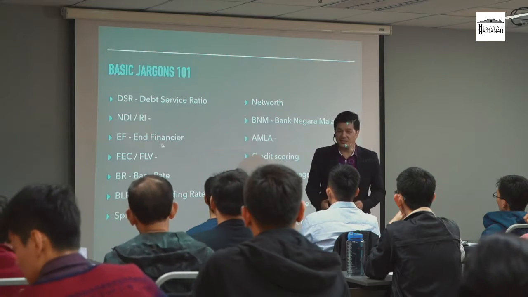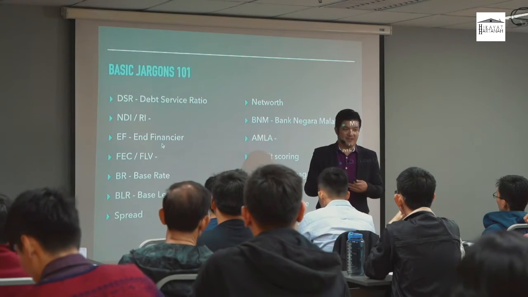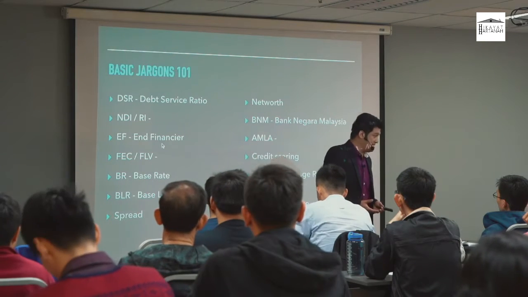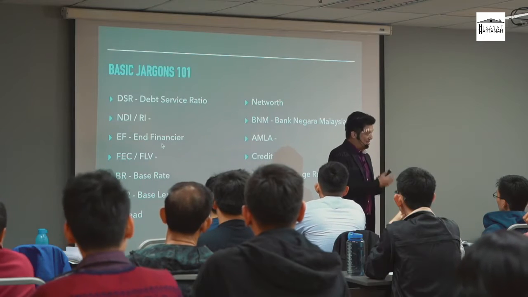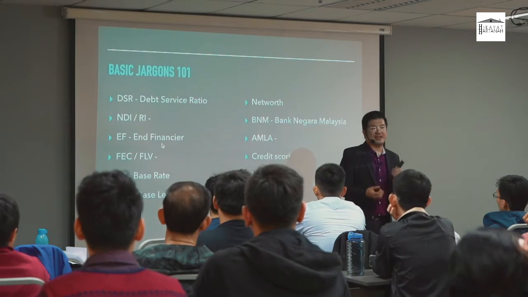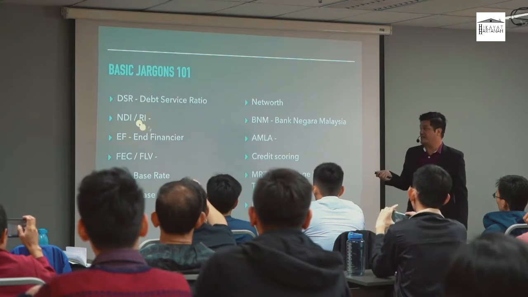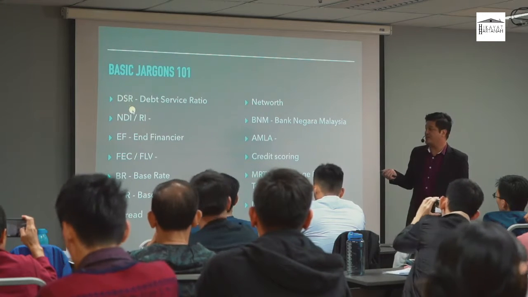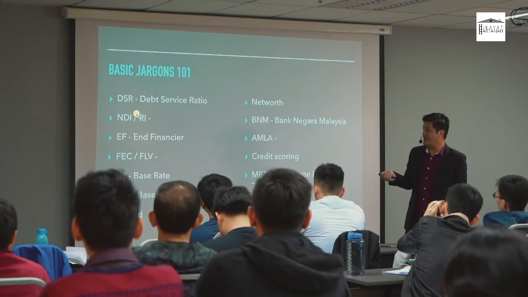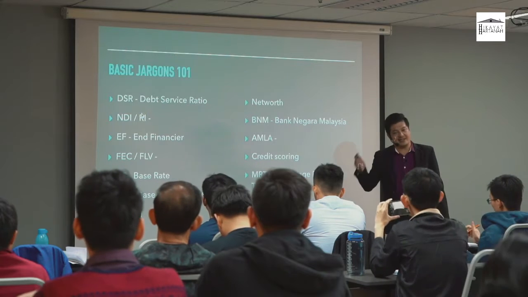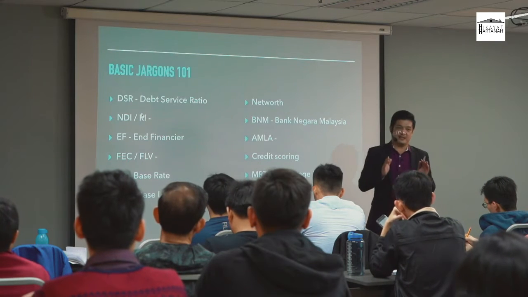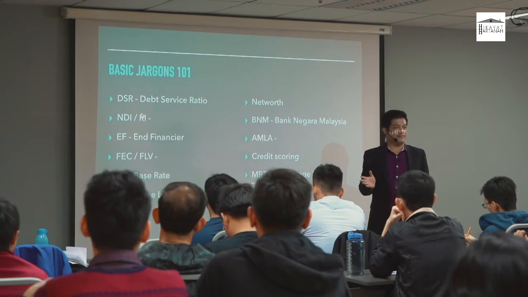Because sometimes I find that some investors, my customers, know what they want but cannot speak it in the language. So sometimes bankers miscommunicate and don't understand what you want. The basic ones are like this. DSR is debt service ratio. What is NDI/RI? NDI/RI here is net disposable income or residual income.